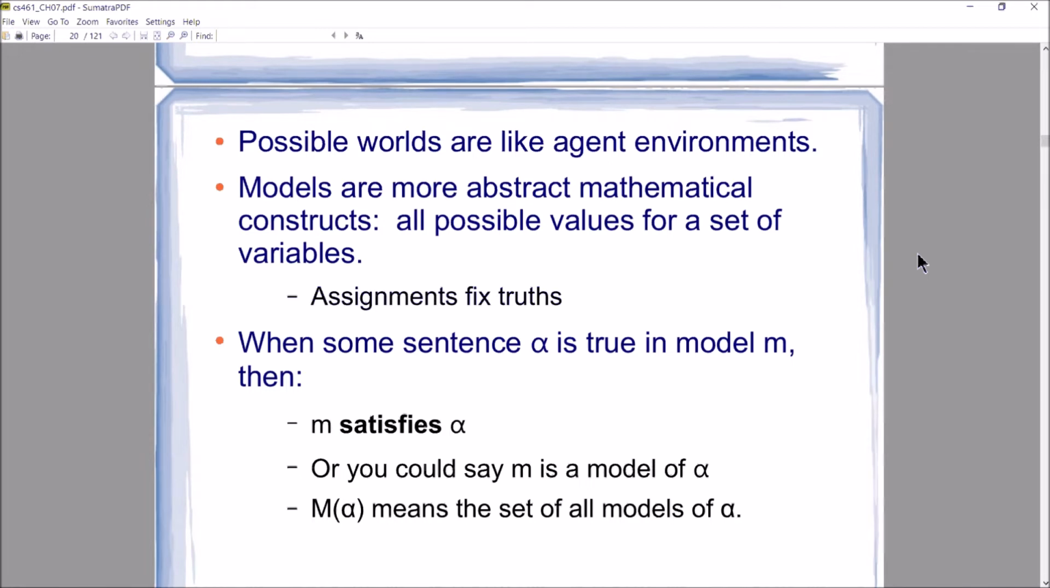right? So they're more of a mathematical construct. Using the term model fits more when we're talking about x and y and z equal 14. And so a model, as I was just saying, is all the possible values for a set of variables. So the assignments of these values to these variables fixes truth, right? Now, it's abstract because what is x, what is y, what is z? We haven't clearly defined that, okay?